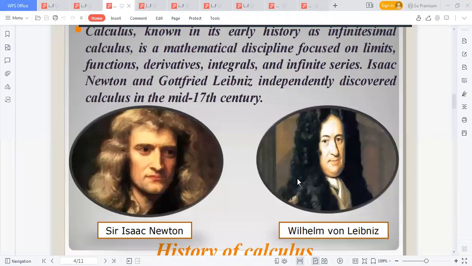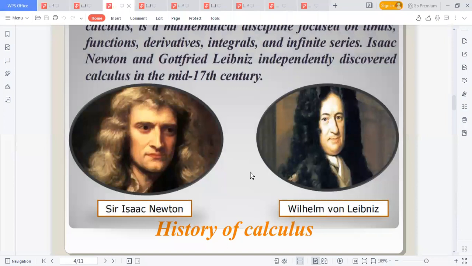Actually, calculus was discovered by them. Calculus, known in its early history as infinitesimal calculus, is a mathematical discipline focused on limits, functions, derivatives, integrals, and infinite series. Isaac Newton and Gottfried Leibniz independently discovered calculus in the mid 17th century. This is the Sir Isaac Newton photograph, well known. And this is actually the history of calculus, and integration is one kind of part of calculus. Remember, in our previous lecture, we finished an important chapter in differential calculus. Now today we are starting integral calculus.